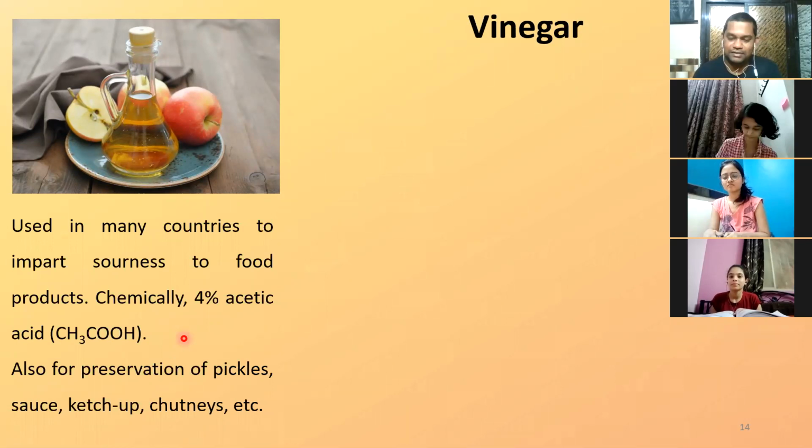What do you mean by 4%? वो क्या इंडिकेट करते हैं? It is acetic acid. केमिकल उसका फॉर्मूला ये है CH3COOH. But what do you mean by 4%? Yes.